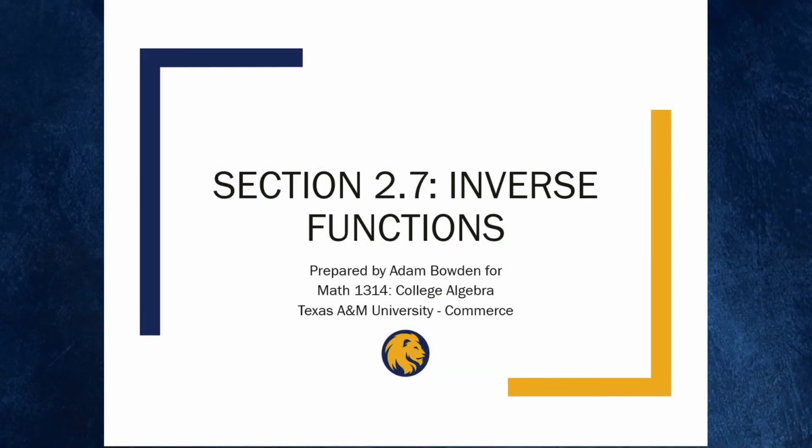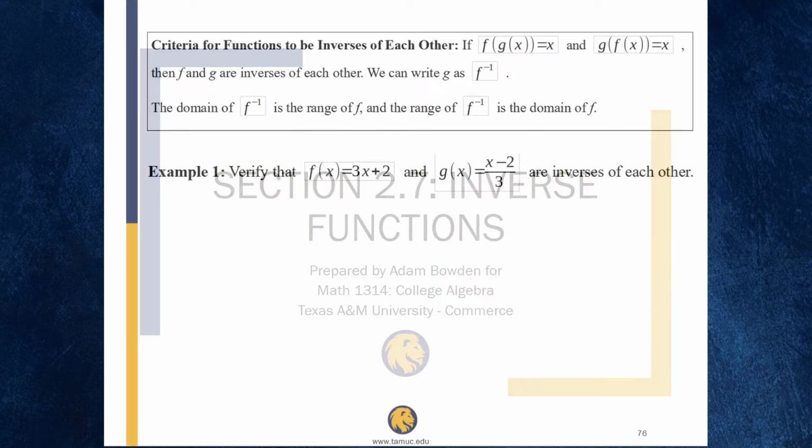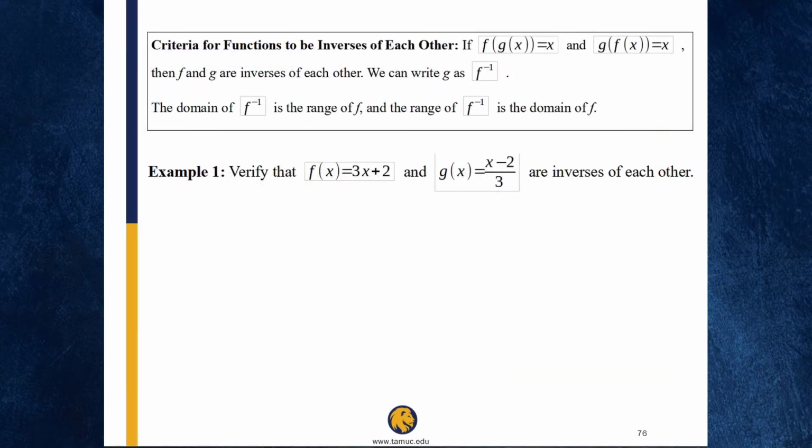In section 2.7, we're going to take a look at inverses and the inverse functions. The first thing to take a look at is the criteria for functions to be inverses of each other. It says here if f of g of x is equal to x and g of f of x is equal to x, then f and g are inverses of each other.